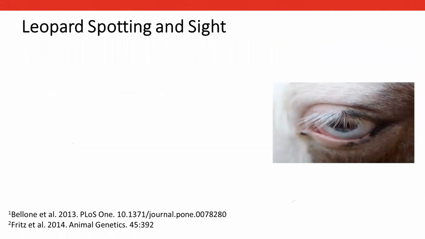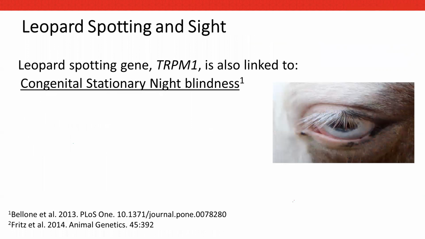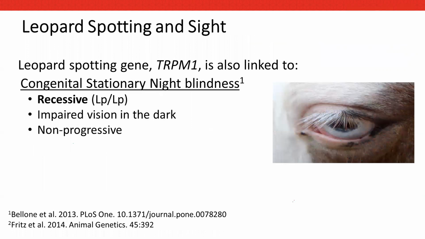So what does that have to do with disease? So this particular spotting gene, TRPM1, is also linked to congenital stationary night blindness. So similar to the lethal white, whereas having 1 copy of the big LP is going to give your Appaloosa horse spots, if you have 2 copies of it, you're going to have the white spots, but you also will have to deal with this congenital stationary night blindness.